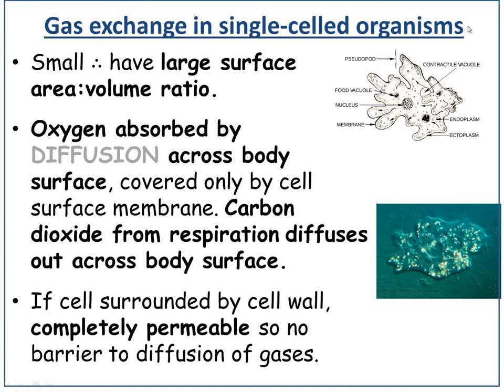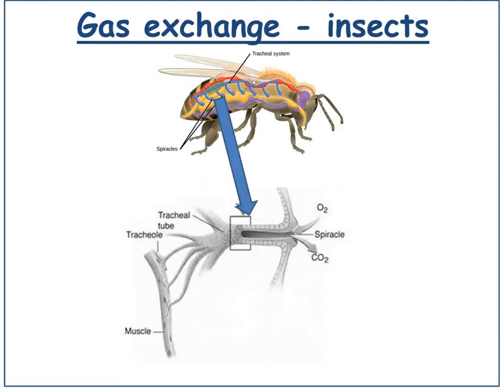So this is a single-celled amoeba, which is a eukaryote and has a large surface area to volume ratio because it's so small, therefore it can diffuse across its body surface. So now looking at gas exchange in insects. So insects have a tracheal system.